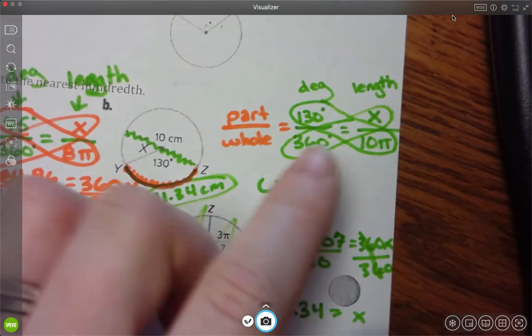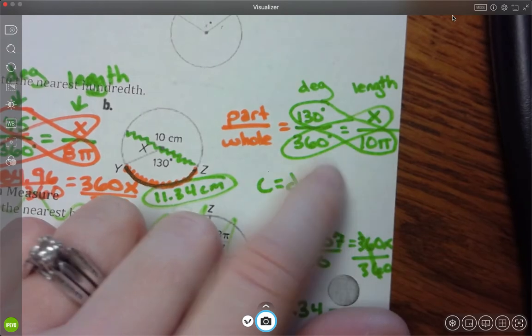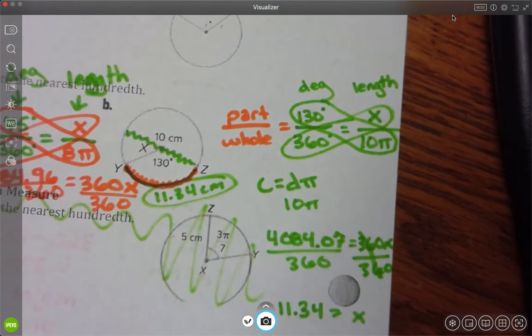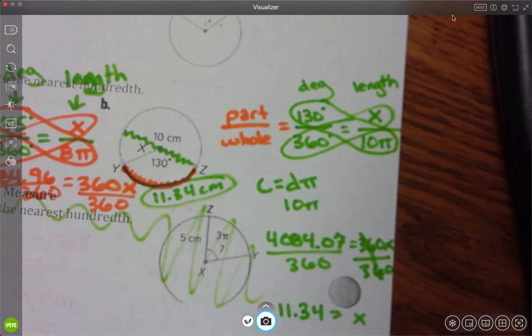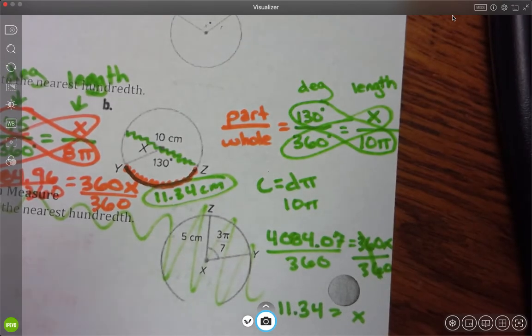There are other ways of doing this, but the easiest way for me to explain it to you guys is to set it up as a proportion. So that's how I'm going to have you guys do it for now.